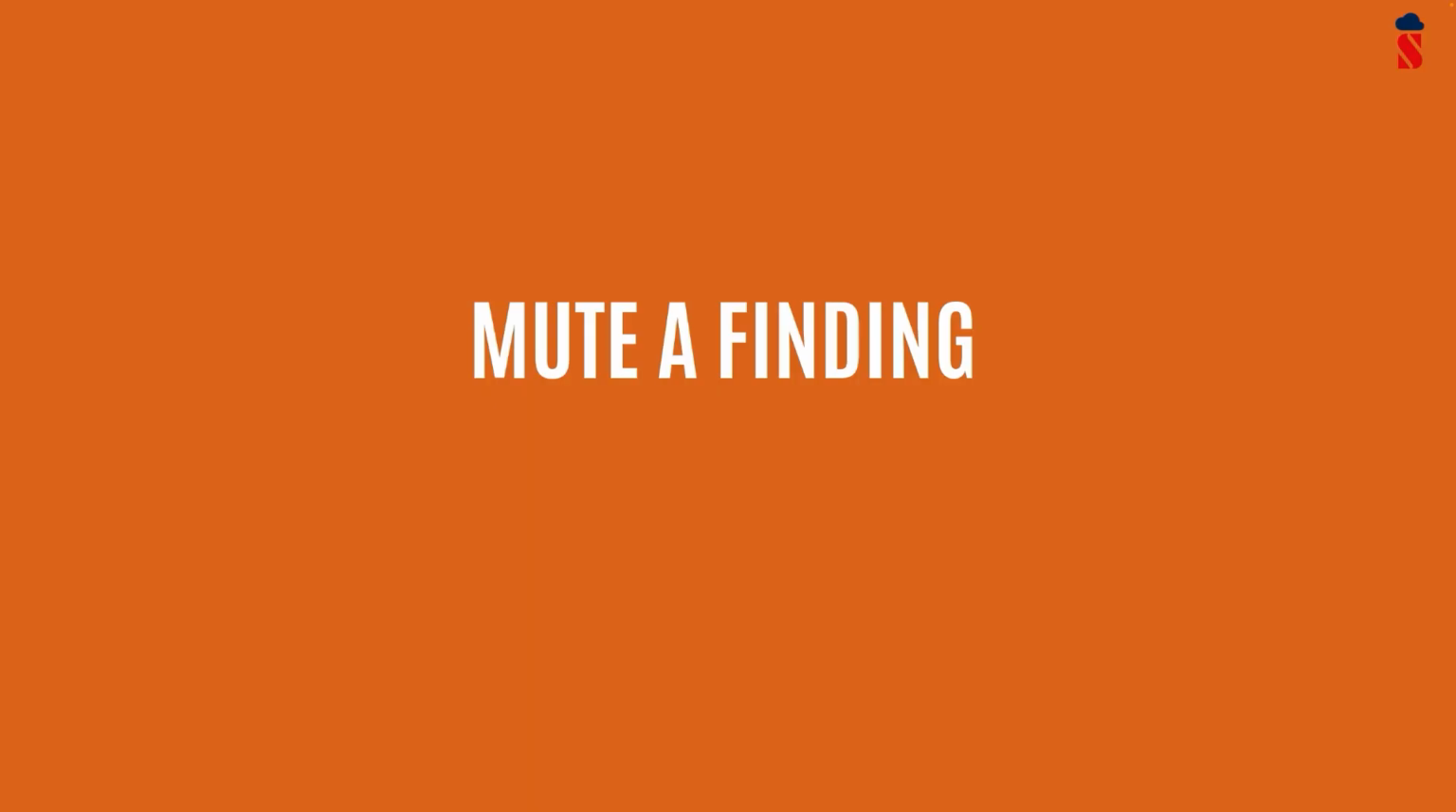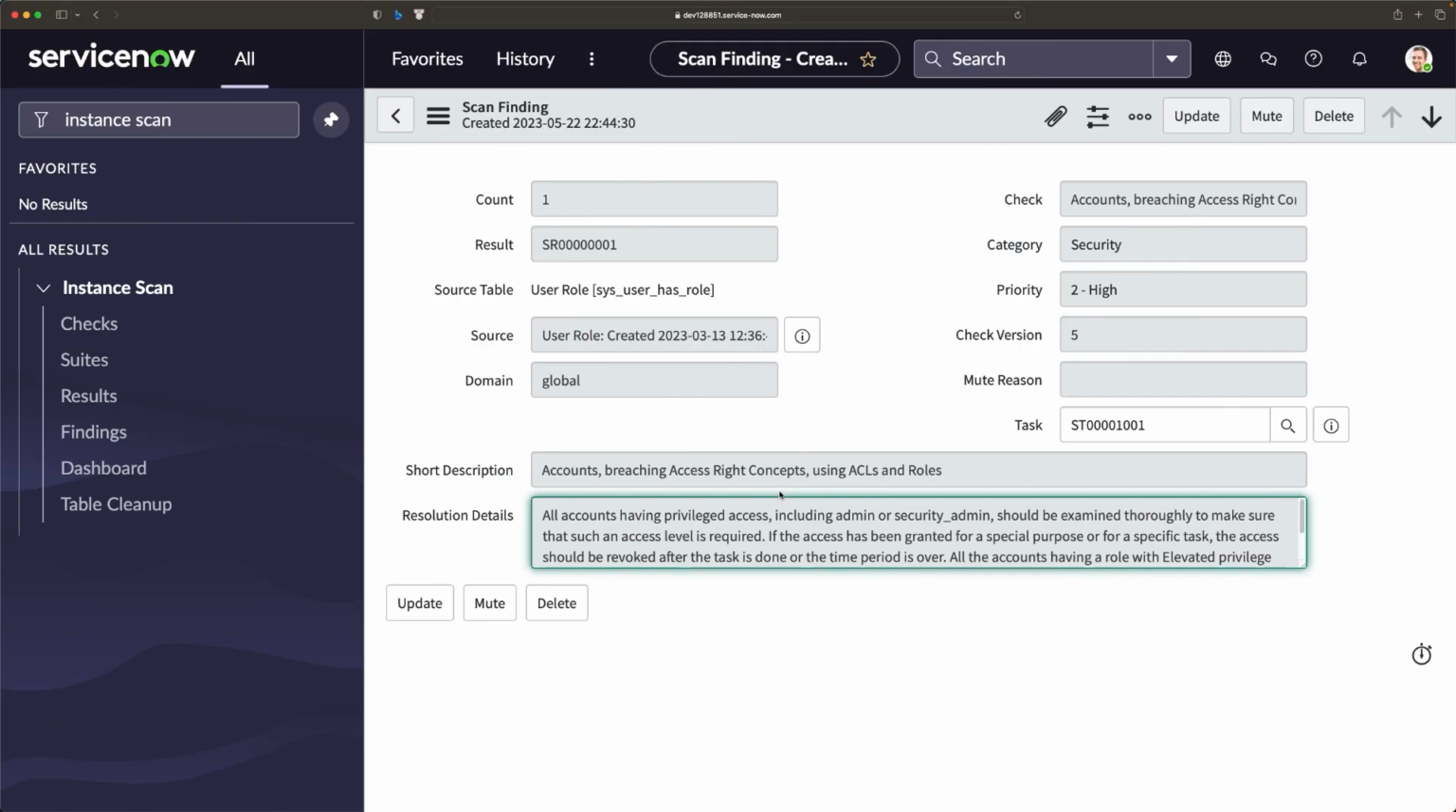Mute a finding. When we do a lot of changes in the platform, there might be some cases when you are found to violate the checks due to some business needs. In that case, you can mute a finding to avoid it being reported in the next scan results. So let's say this is the finding we have. You can see this mute button at the top.